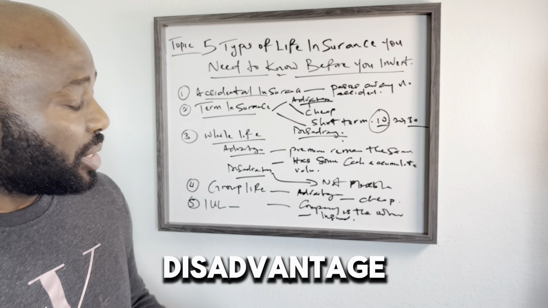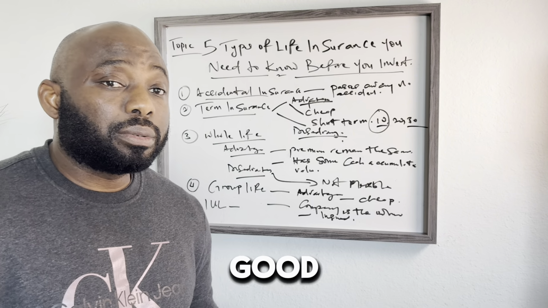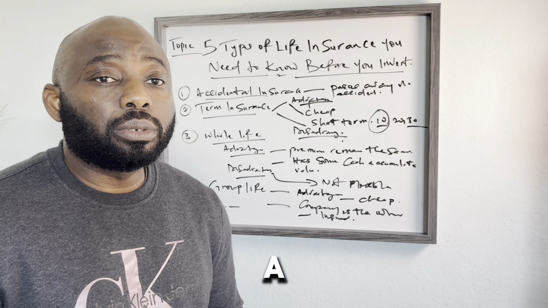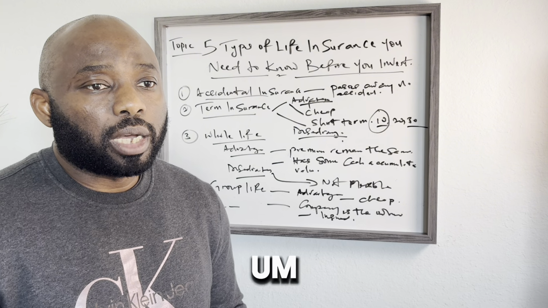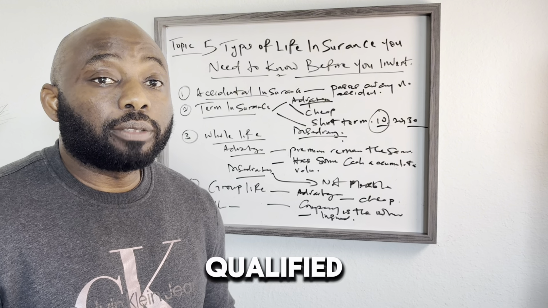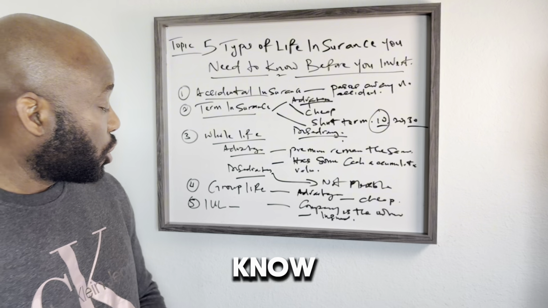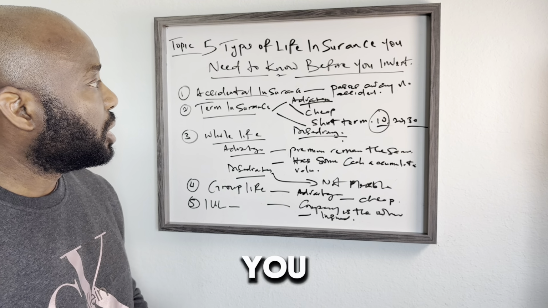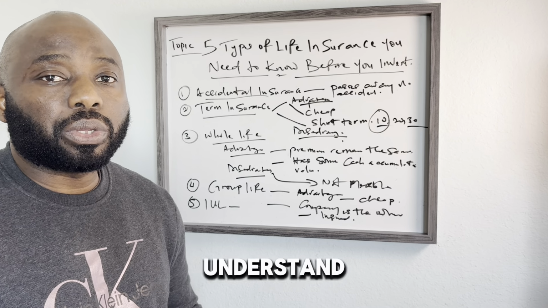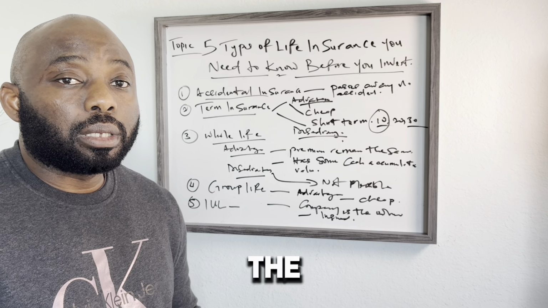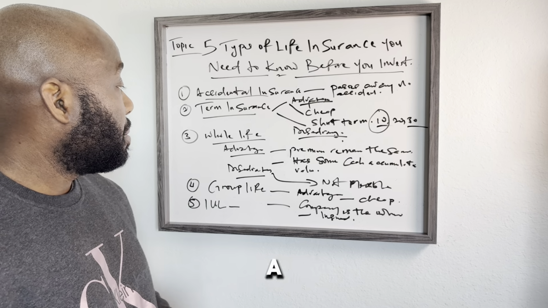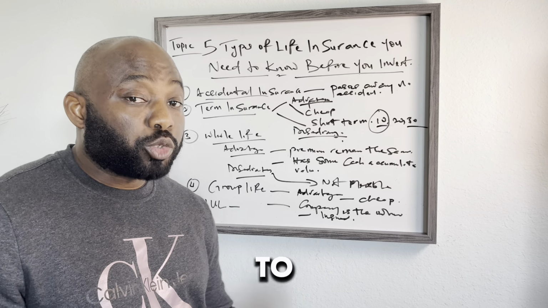Moving on to the disadvantage, it's not for everybody. You must have good health, a good physical examination, and also a clean background check. You must be able to qualify to get IUL. So I hope this education is useful, and we tried to break it down into small pieces so you can understand which of the life insurance types is good for you. Whether it's accidental, term, whole life, group life, or IUL, it's up to you to make a decision.